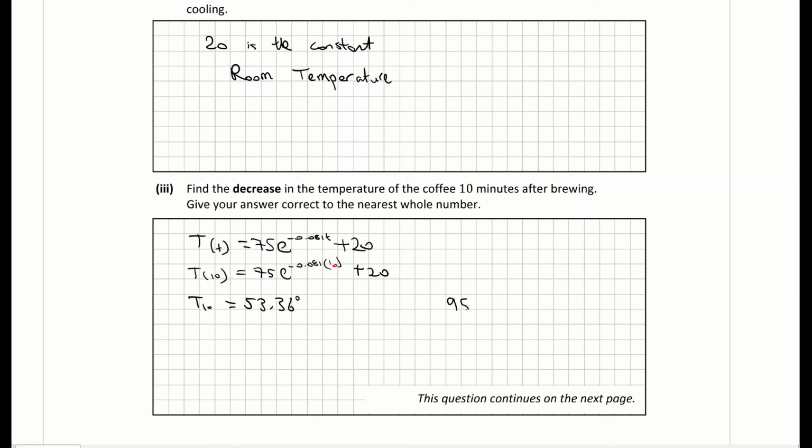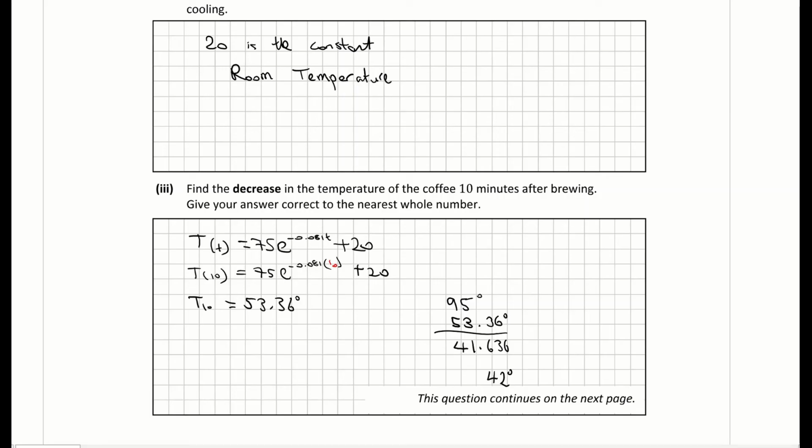Now that's the temperature after 10 minutes, but they wanted the decrease after those 10 minutes. So the original temperature is 95 degrees, and I'm now going to subtract the temperature after 10 minutes, which is 53.36 degrees. So the decrease in the temperature is 41.636, which gives me, to the nearest degree, 42 degrees. Okay, so that's 9 part A, 1 and 2.